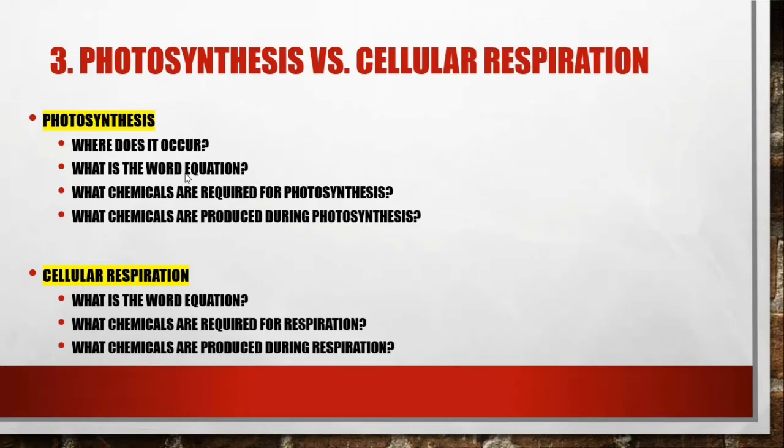Sunlight is not a chemical like water. Six water, where does it go? Is it on the left side or right side? Those kinds of things. And what kind of chemicals are required? And what chemicals are produced during photosynthesis? Is oxygen the one that is produced, or is carbon dioxide the one that is produced?